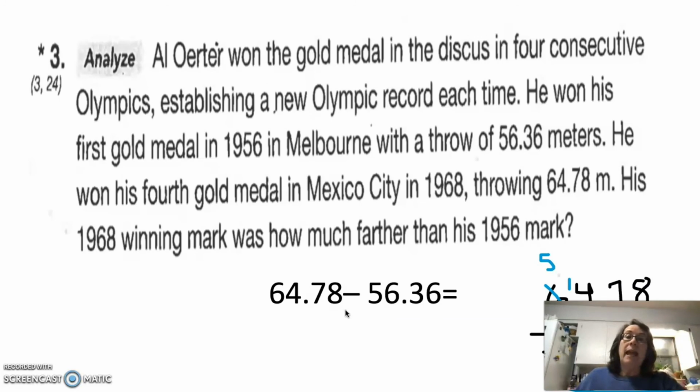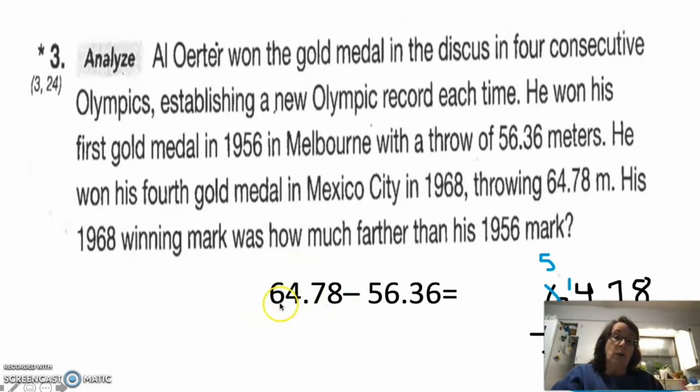Number 3, Al Orter won the gold medal in the discus in 4 consecutive Olympics, establishing a new Olympic record each time. He won his first gold medal in 1956 in Melbourne with a throw of 56.36 meters. He won his 4th gold medal in Mexico City in 1968, throwing 64.78 meters. His 1968 winning mark was how much farther than his 1956 mark?